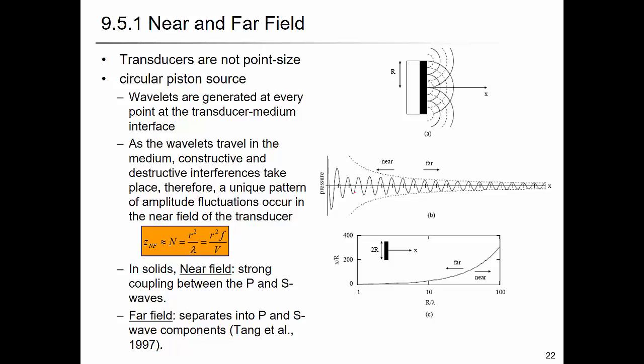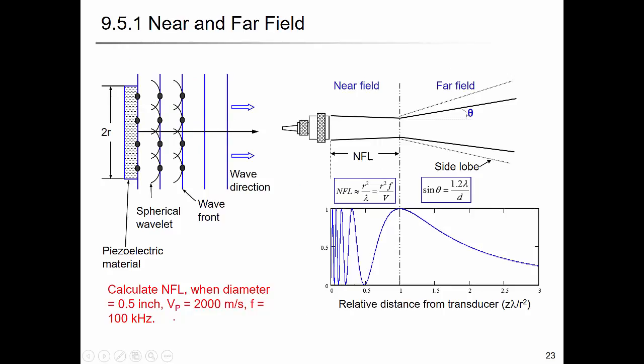So in solid, in the near field, there is strong coupling between the P and S. In the far field, it becomes separated into P and S wave components. The near field can be calculated using this equation, right? R square over lambda, and in the far field you have some side lobes, so it spreads a little bit, but you have a separation between the P and S wave.